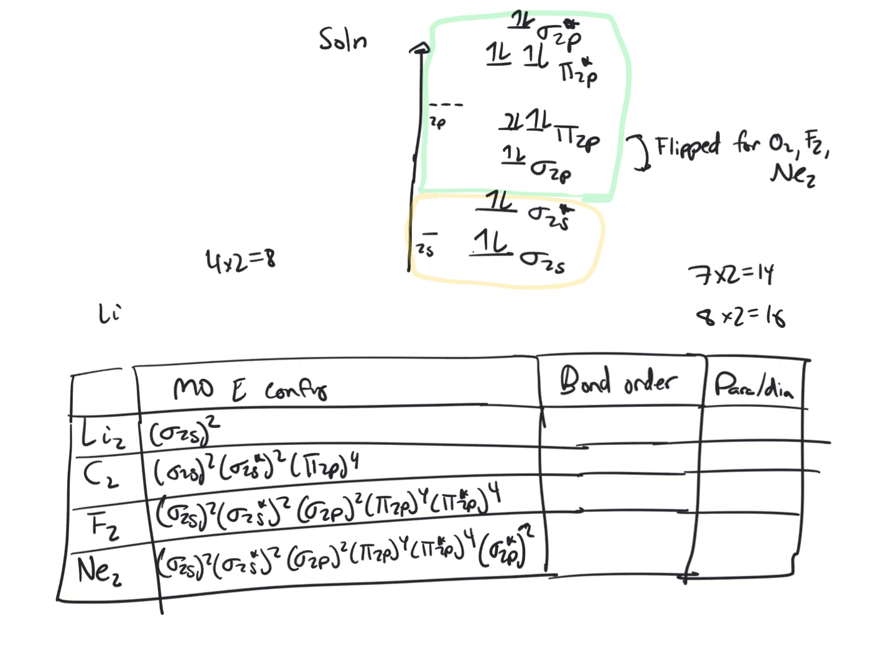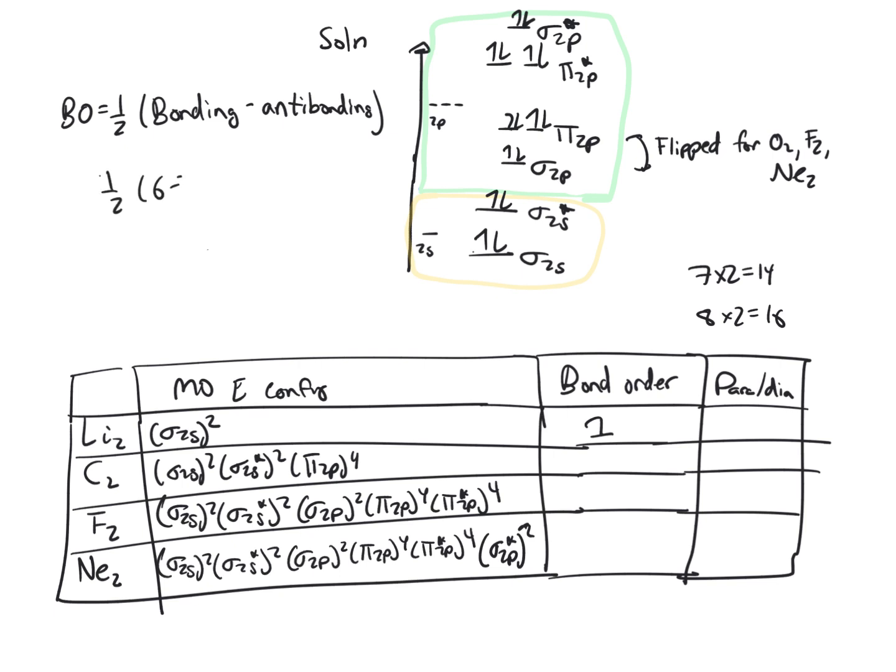Next, the bond orders. So 1/2 bonding minus antibonding. We can do that without really writing it down for most of these cases, just in your head. Li2 has 2 bonding electrons, so 1/2 of 2 is just a bond order of 1. Next, for C2, that has 6 bonding electrons and 2 antibonding electrons, so that's going to be 1/2 of 6 minus 2, which is 2.